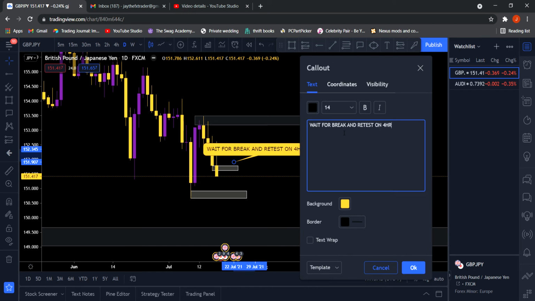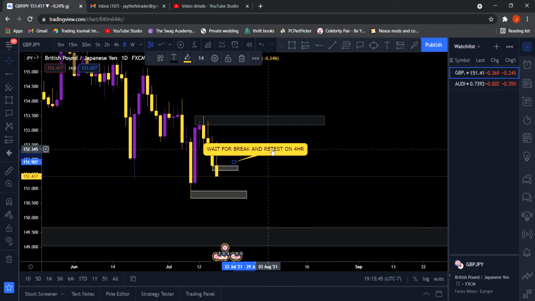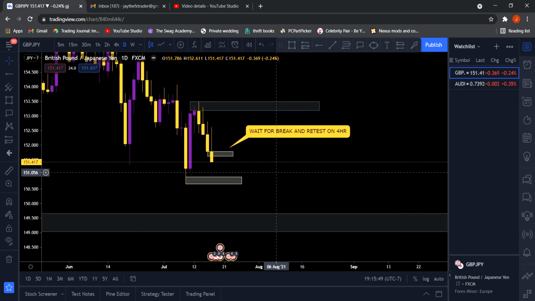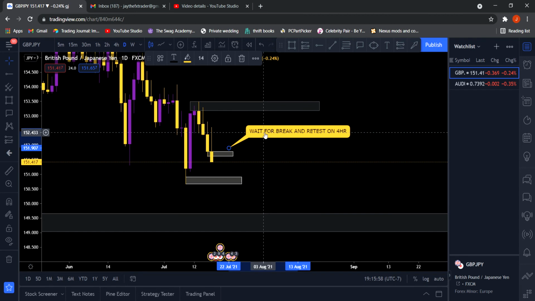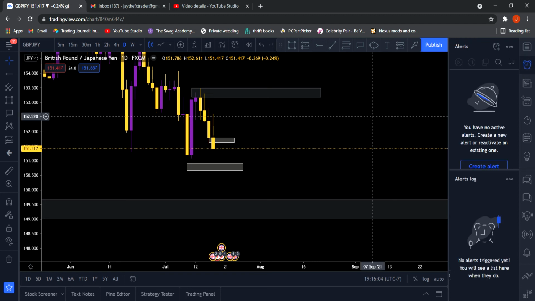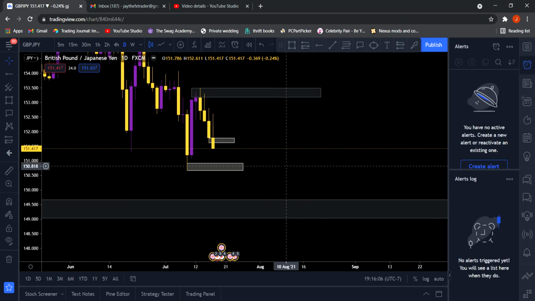Wait for the break and retest on the 4 hour. I have it right here as a reminder for when I come back to the market on Sunday once it opens up, so I know exactly what my plan is and just stick to my plan. Anyways, after I do that, I then set my alerts.